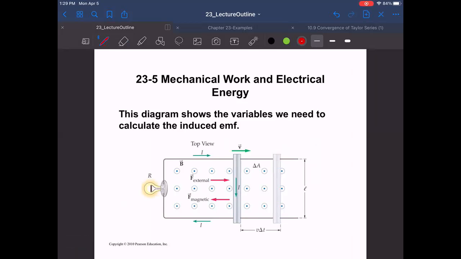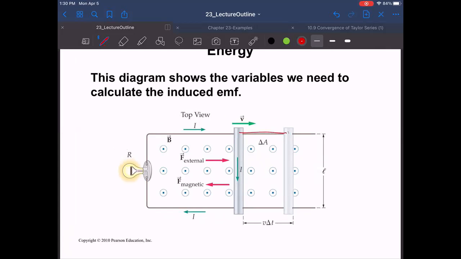All right, so here we're going to look at what we need to calculate induced EMFs. You can see we've got a magnetic field pointed out of the screen. We are moving that bar outward, so we are increasing flux. The amount by which we increase flux is based on the area that gets added. The height of that area is L, the separation between the two sides of our wires, times this width here. Length times width. Well, that width is just velocity times time, because velocity equals distance over time, and the distance the bar travels is the width.